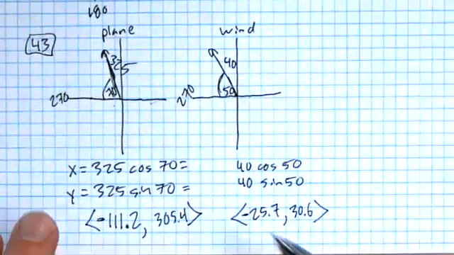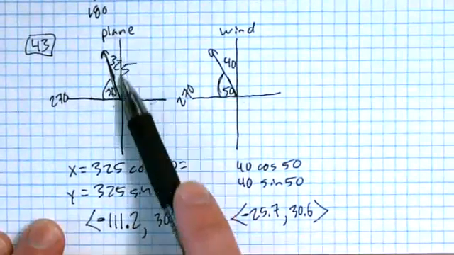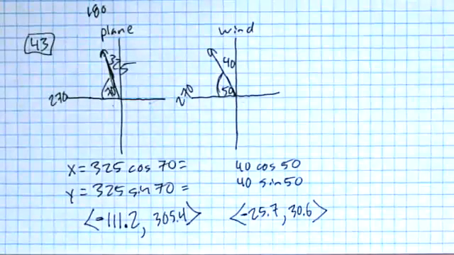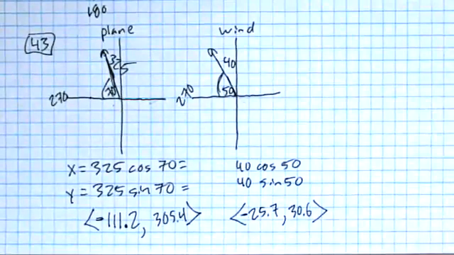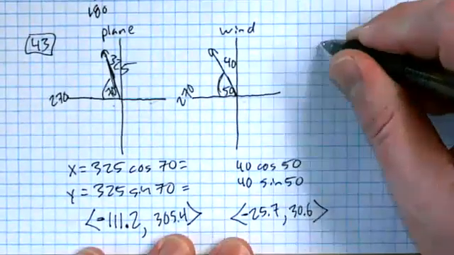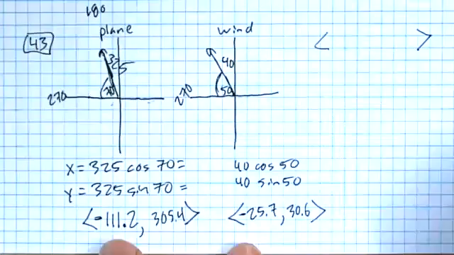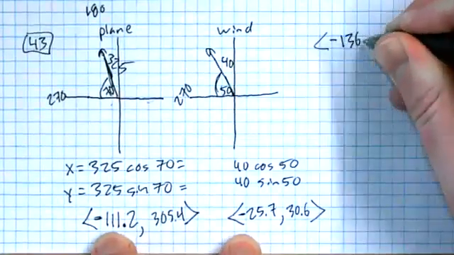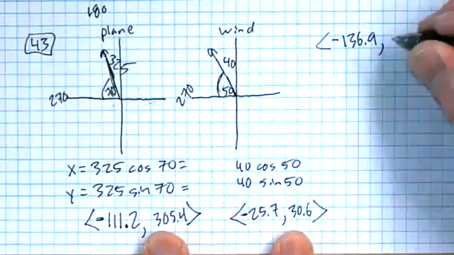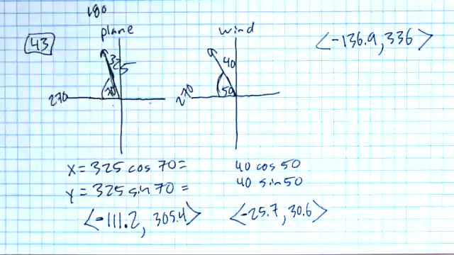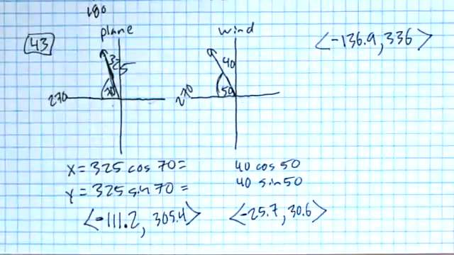But when I look at this, I see the plane is moving in the Y direction positively, and so is the wind. So the plane and the wind together are going to be moving even more positively in the Y direction. Agreed? So we're going to add them together. So if you add these two vectors together, someone come up with our resultant vector. Help me out here, please. It's going to be negative 336. That's our resultant. That's the plane and the wind.